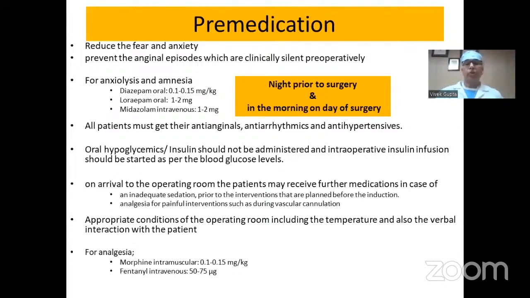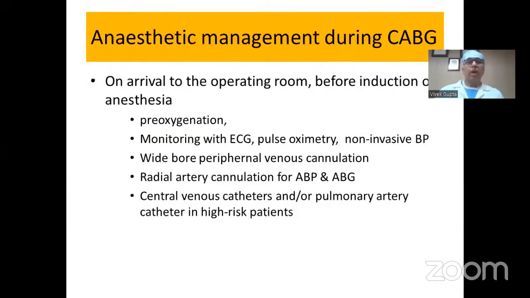Once the patient has arrived in the operation room, the patient may receive more anxiolytics if needed, if the patient is anxious, before doing the cannulation. The temperature and other ambience in the operation room should be comfortable for the patient. As an analgesic, we can use morphine intramuscularly 0.1 to 0.15 mg per kg, or fentanyl 50 to 70 microgram intravenously.